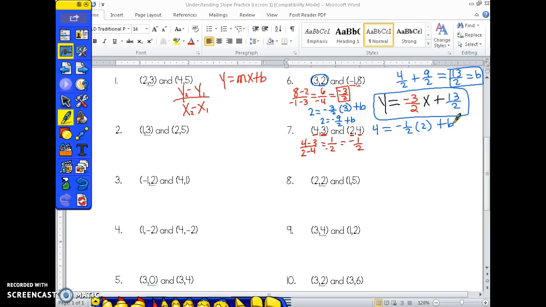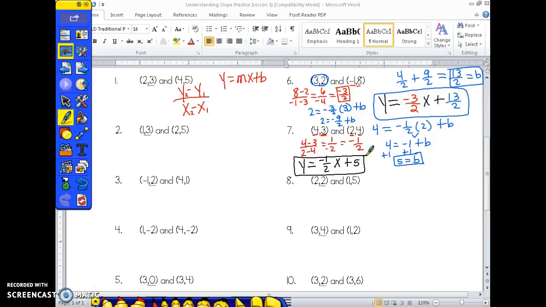And then I solve for b. Negative 1 half times 2 is negative 1. Add 1 to both sides. My y-intercept is 5. Now I can write my equation. Y equals m, negative 1 half, x plus b, which is 5.